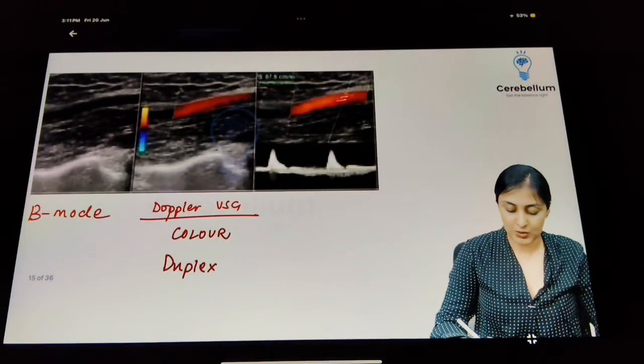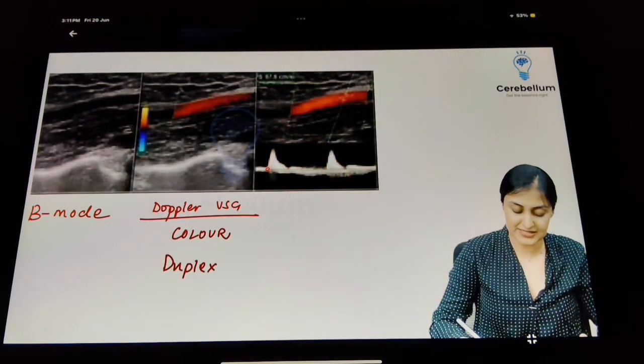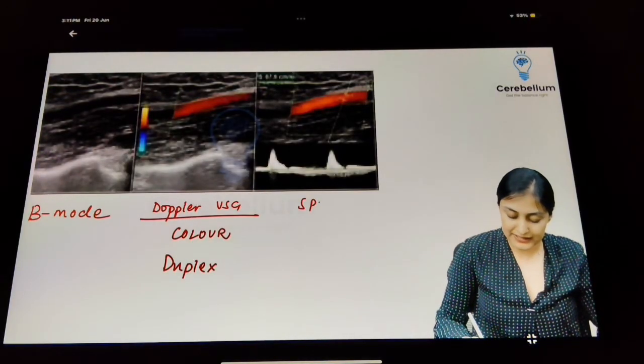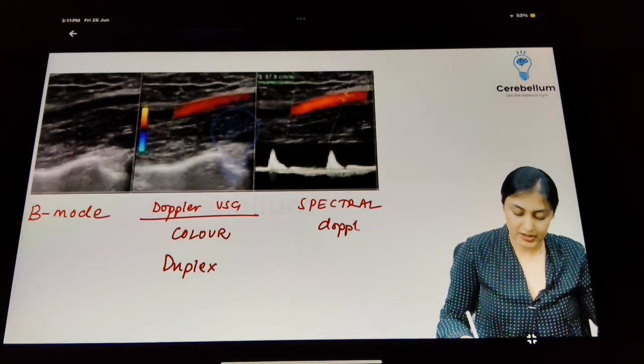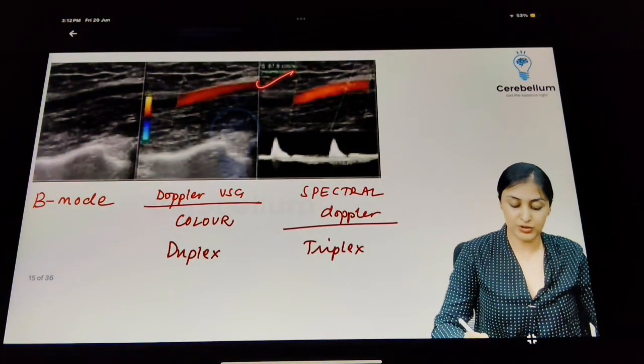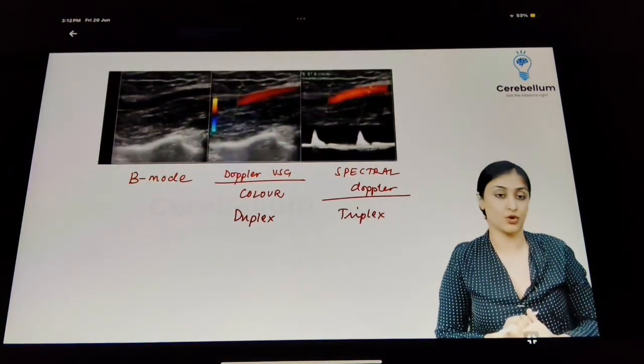Whereas if I put a box and now it also gives me the velocity of the blood in different phases, that is systole here, then diastole, systole here. So if it gives me the velocity also, this is what I refer to as a spectral Doppler ultrasound because it gives me the velocity, and that is what we call triplex, because now you are seeing B mode, color Doppler, and a spectrum. So this is triplex or spectral Doppler.